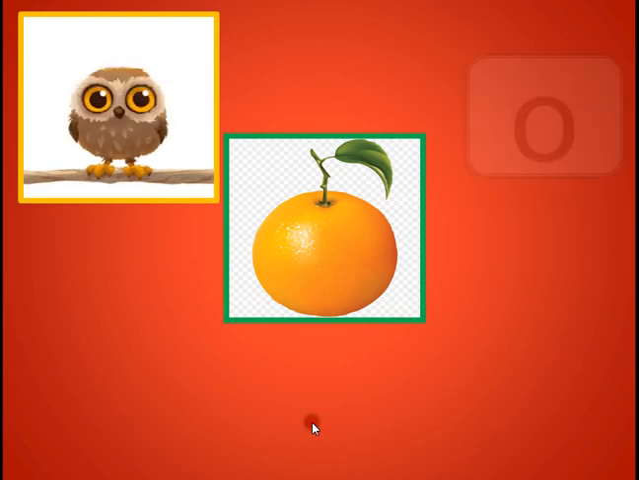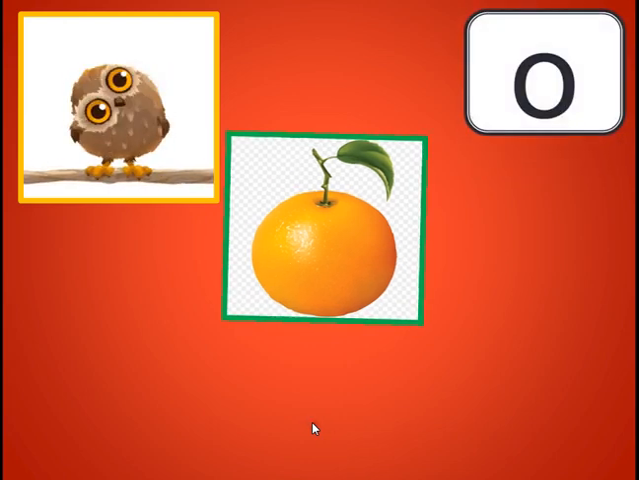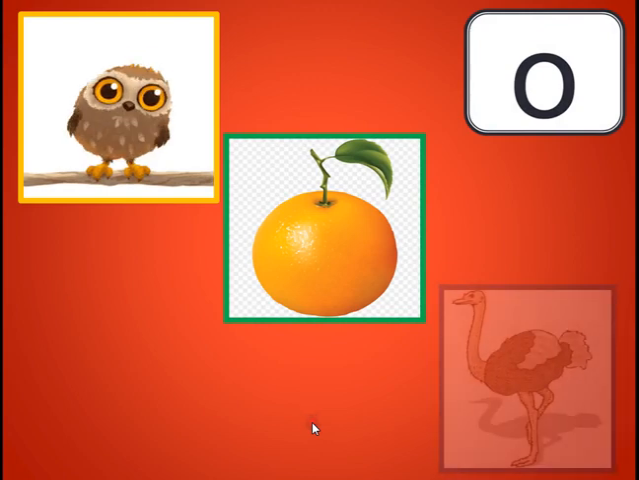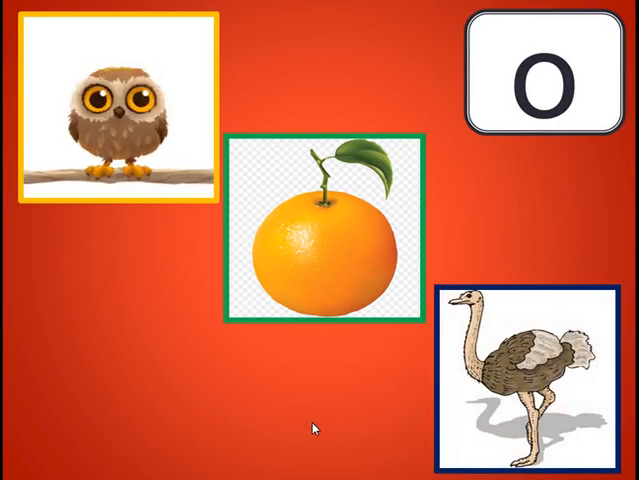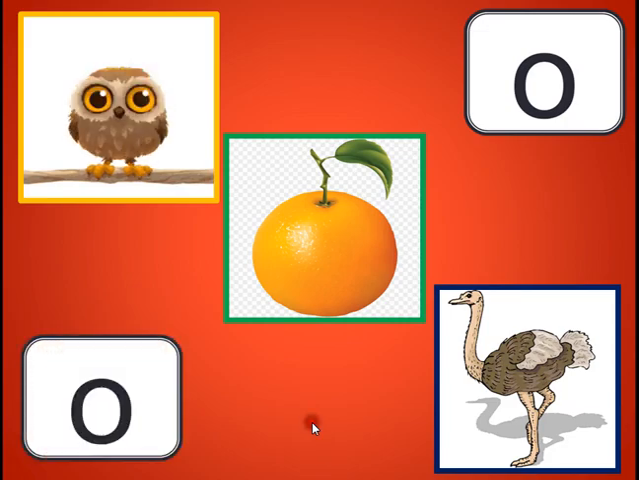Owl, orange, and ostrich. This is the letter O. O owl, O orange, O ostrich. This is the letter O.